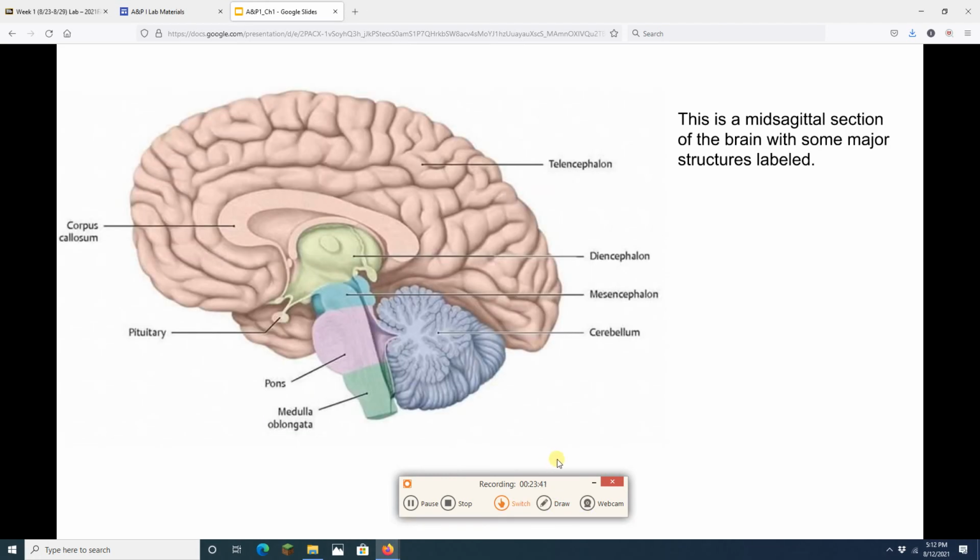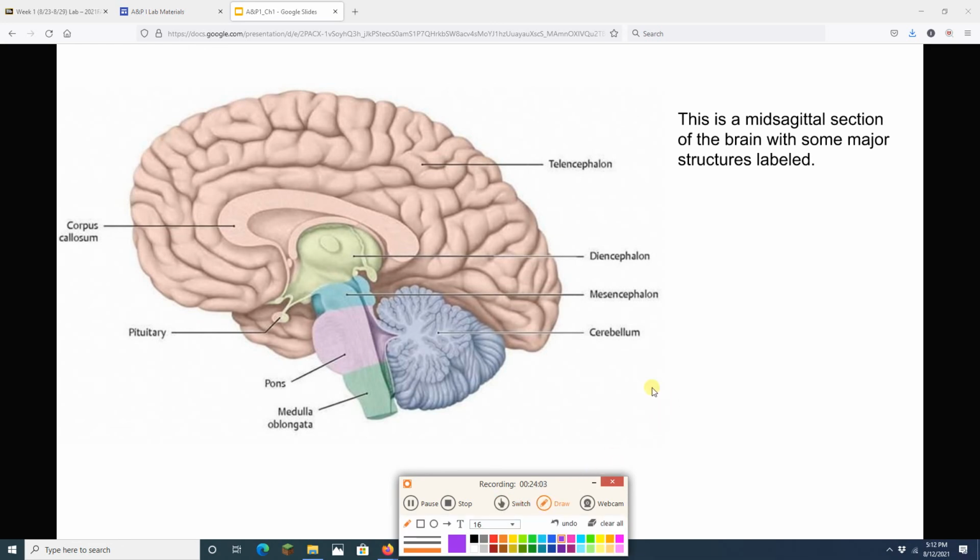Excellent. Here we see a brain which has been cut mid-sagittally. So this is the right half of the brain we're looking at here. And we see some major structures here that we will meet later on. Now why am I showing you this? Because later on in an exam, I will show you a section of the brain like this and say, what kind of cut is this? And you would say, mid-sagittal. Again, hint, hint, hint.